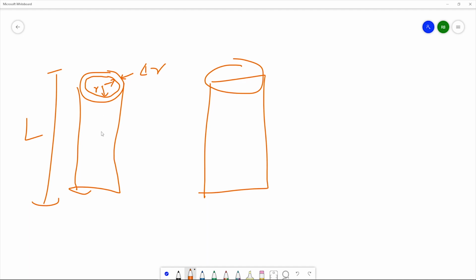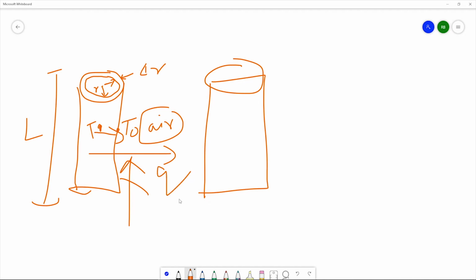Because of the heating, the wire will be at a certain temperature. At the center it will be highest, and outside is air, so the surface will be at some lower temperature. So heat will flow in the radial direction, not in this direction. The flux will be in this direction, so we'll have terms like Qr. As I told you, Q is generally a vector: Qr, Qz in the z direction, since this is a cylinder, and Q theta in the theta direction.